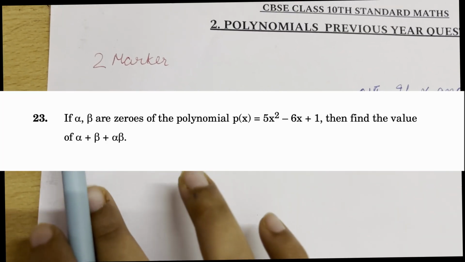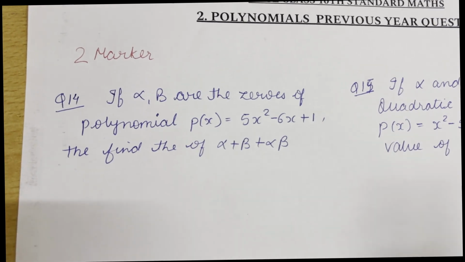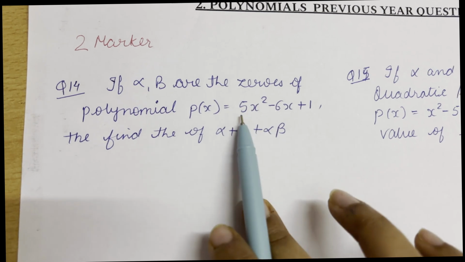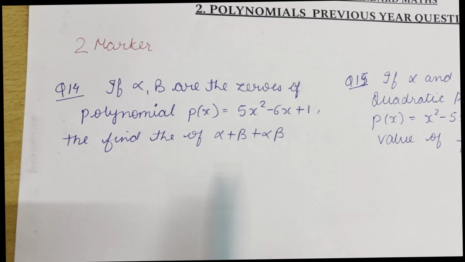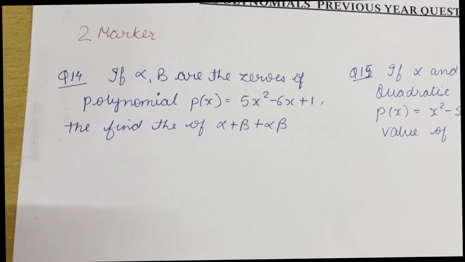So the 2 marker question says that if alpha and beta are the zeros of the polynomial p(x), which is equal to 5x square minus 6x plus 1, we have to find the value of alpha plus alpha beta, and this is a very easy question.